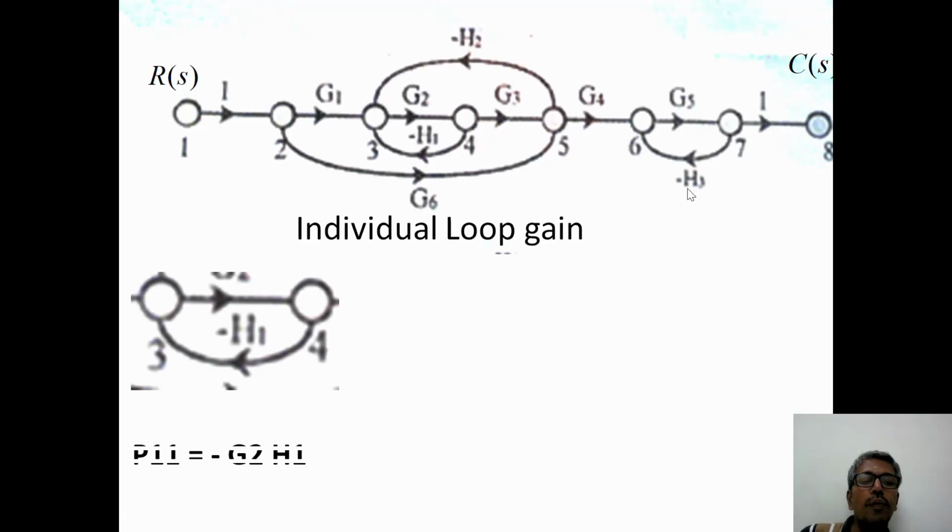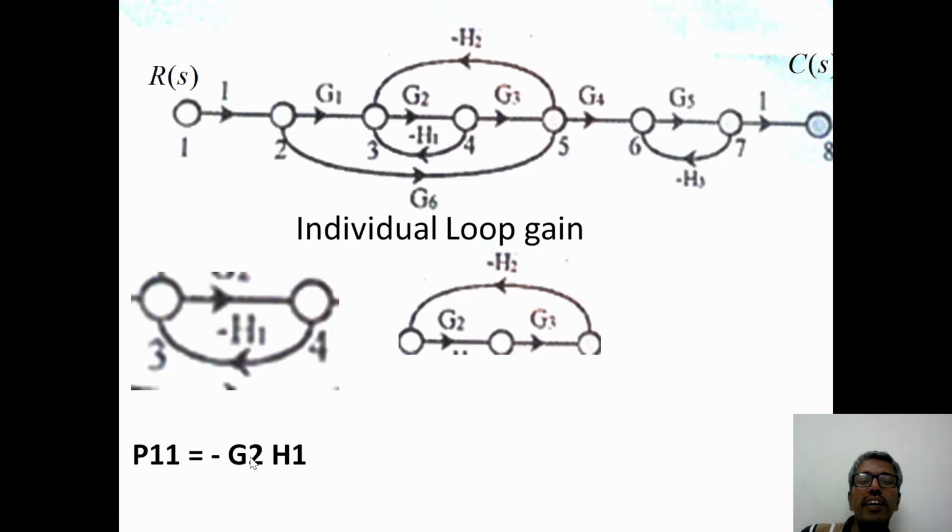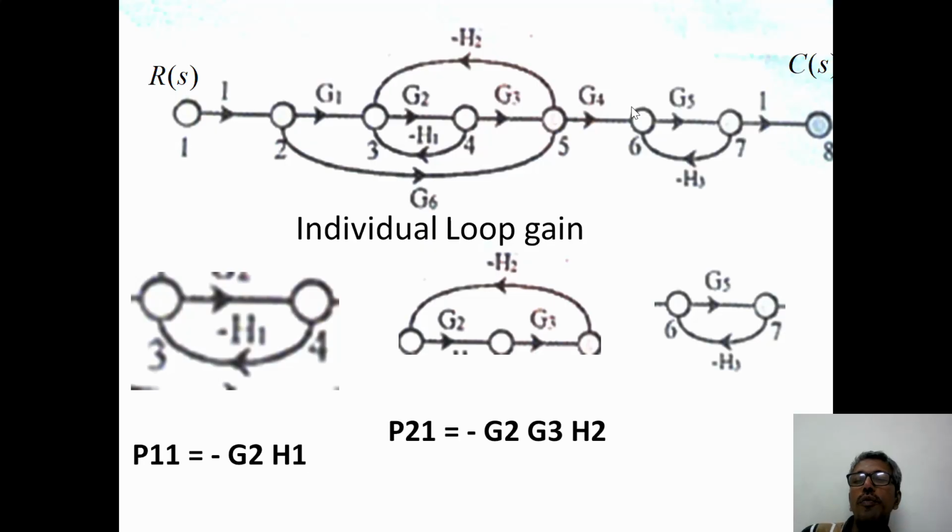For the first loop, the loop gain will be G2 into minus H1, so that becomes minus G2 H1. Similarly, the second loop I already said is G1, G3 and minus H2. The third loop will be G5 and minus H3, so P31 equal to minus G5 H3. So we have 3 individual loop gains.